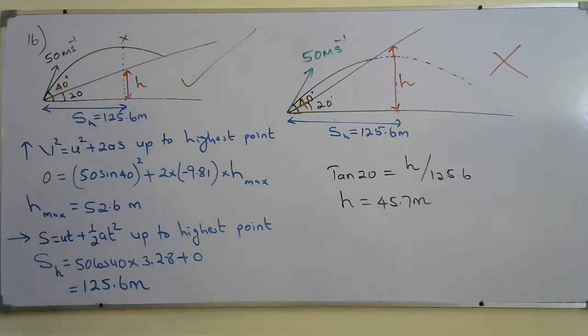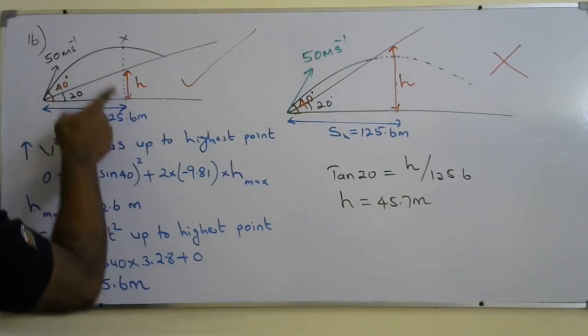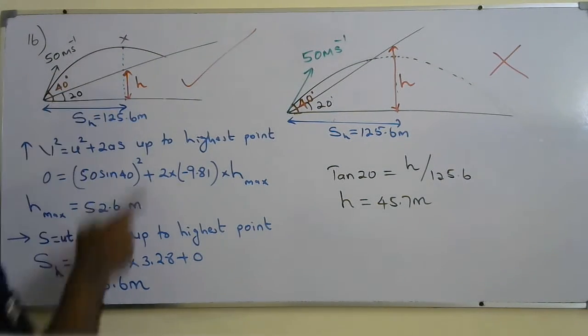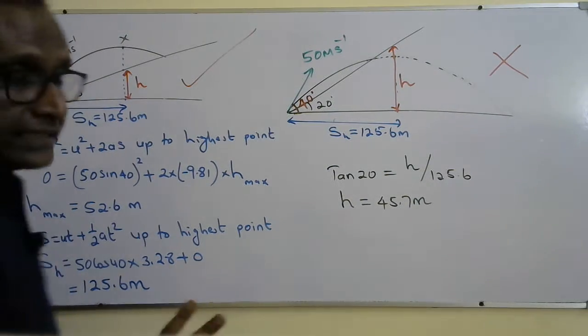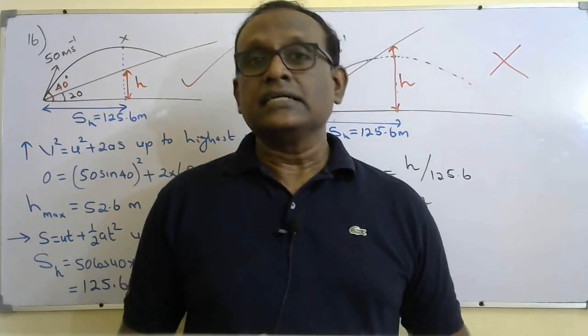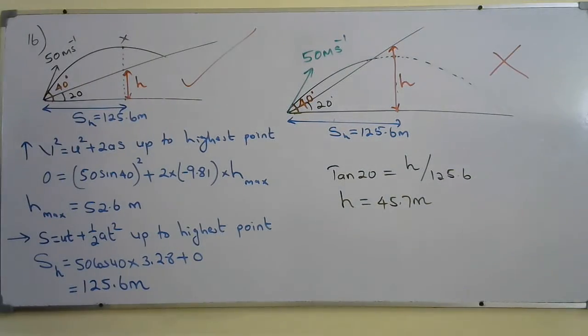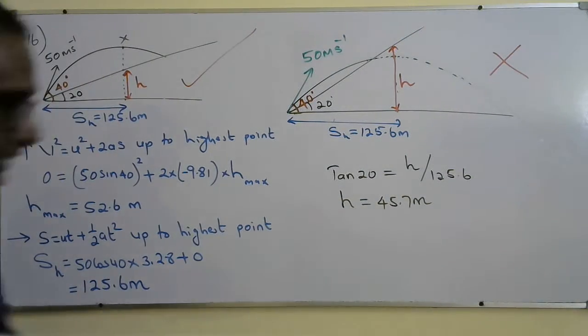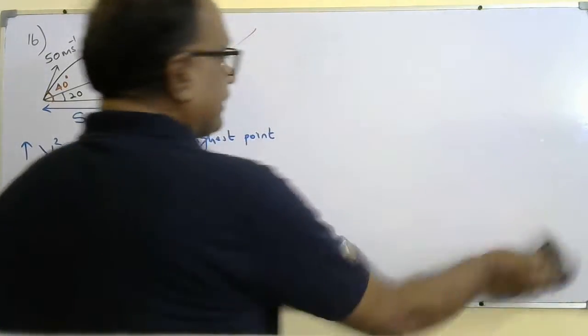Because the height of the mountain is 45.7, so this is 45.7, when the projectile has a maximum height of 52.6. So that means the projectile will reach its highest point before hitting the slope of the mountain. So I don't need this diagram, I can trace it. So we can give the conclusion that should be written, but I am not writing.